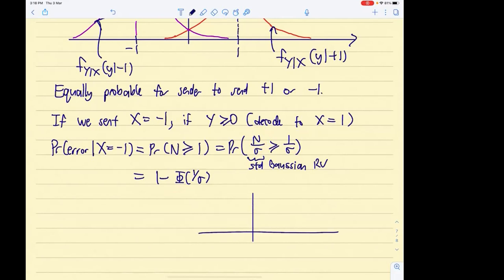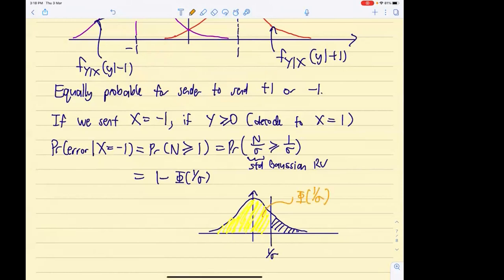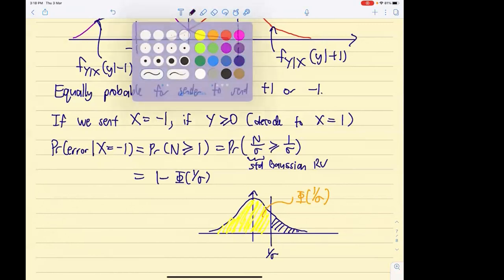All right. So this is our standardized random variable. Standard already is centered at 0 and it has variance 1. Okay. And we are interested in what is the probability that it is bigger than 1 over sigma. Well, that is nothing but 1 minus the probability on this side, the yellow part, right? And this yellow part, yellow is not a good color, is phi of 1 over sigma. Understand? So suppose we sent minus 1, this is the probability of error. Okay, we are going to show this soon. We're going to do a few more drawings soon.